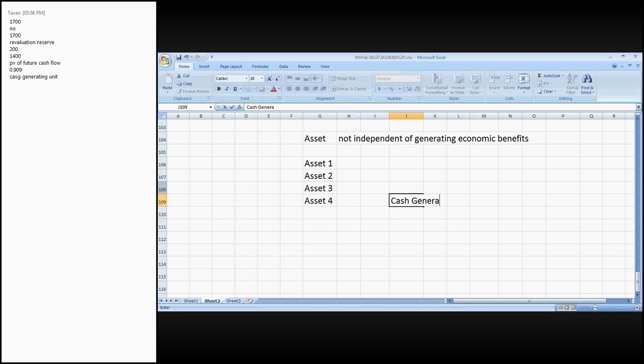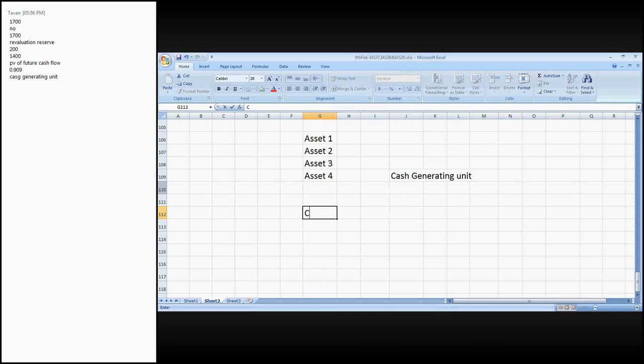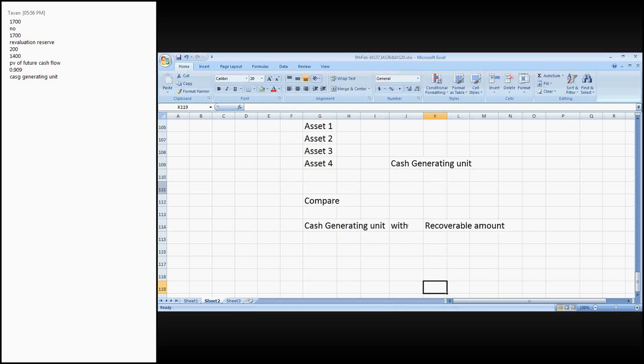I'll not see one asset as having been impaired. In that case, I'll compare the value of the cash generating unit with the recoverable amount. I'll not compare the value of an individual asset with the recoverable amount. I'll compare the value of the cash generating unit, the value of all the assets, with the recoverable amount.